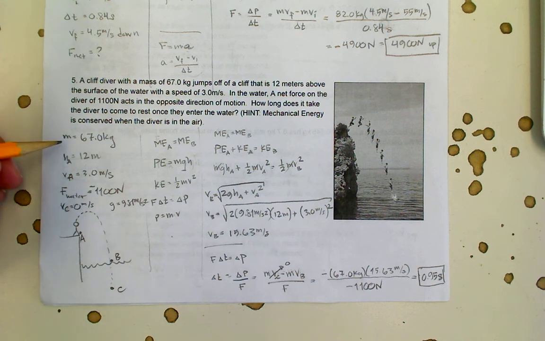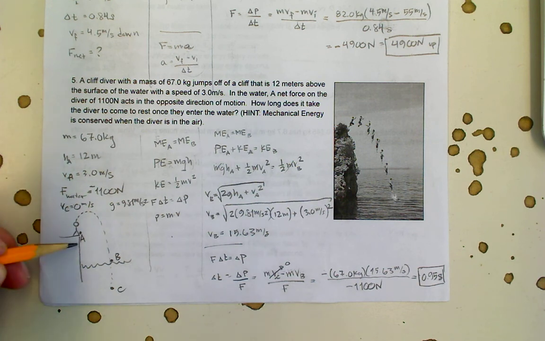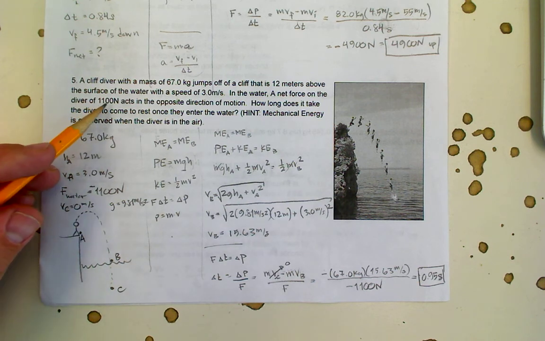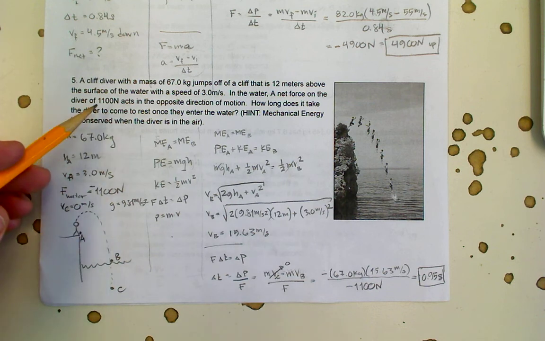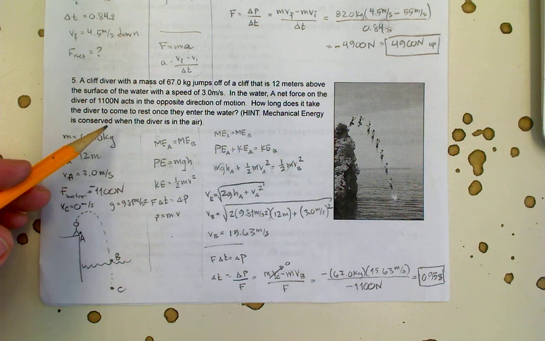The second thing is, let me just go through and make sure I understand all the information that was given to me. I know that a cliff diver with a certain mass jumps off this cliff. The cliff is 12 meters above the water, and he jumps off with a 3 meters per second speed. And once he's in the water, a net force on the diver of 1,100 newtons is acting in the opposite direction of the motion. That is, it's causing him to slow down. How long does it take the diver to come to rest? So we're looking for a time.